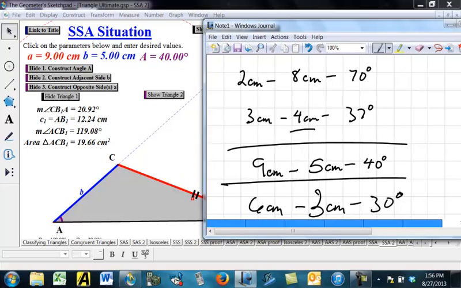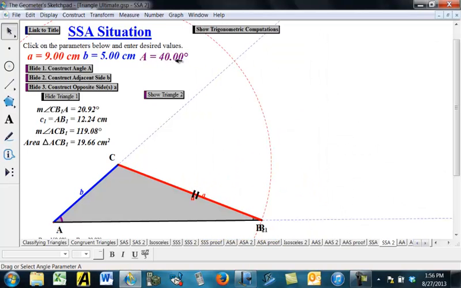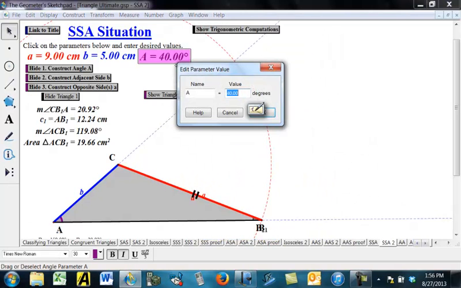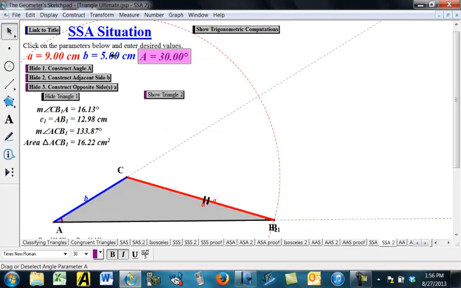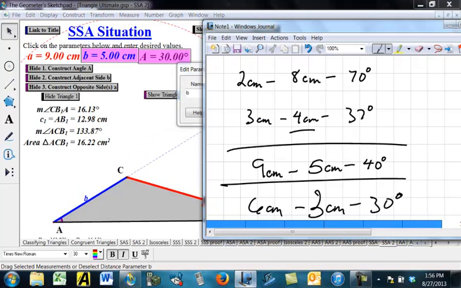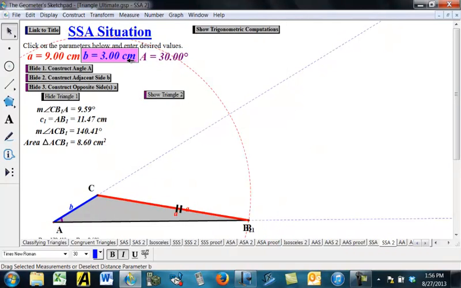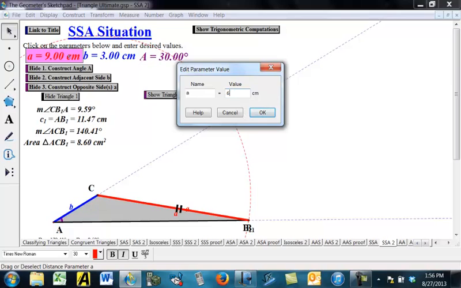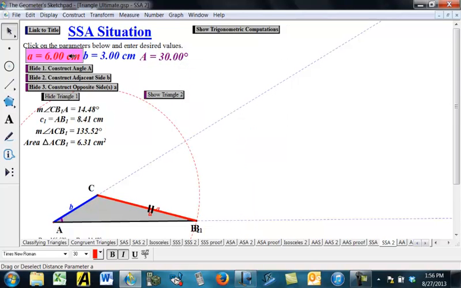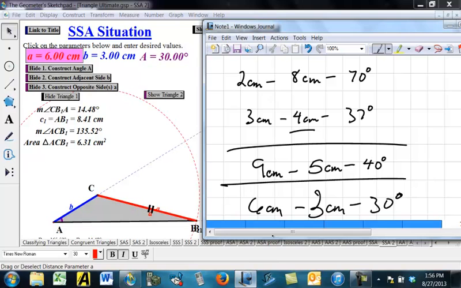Okay, you're back. Let's try this again. I'm going to put the 30 degrees in there. We're going to put the adjacent side was 3, and the opposite side was 6, and we get that to work out like that. Again, this is one where the first side is bigger than the second one.